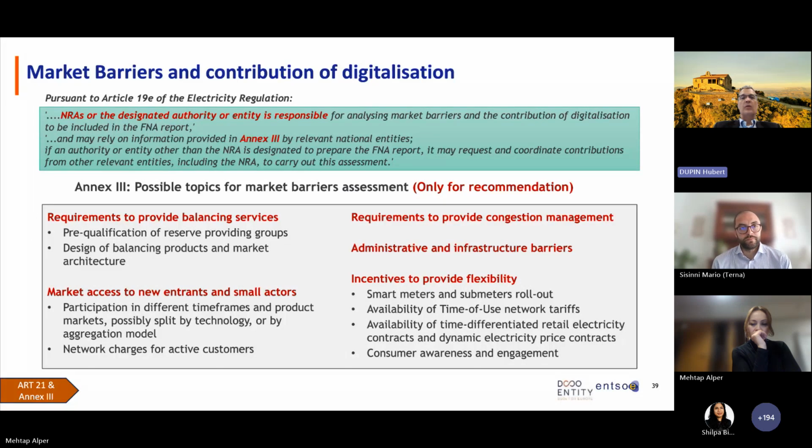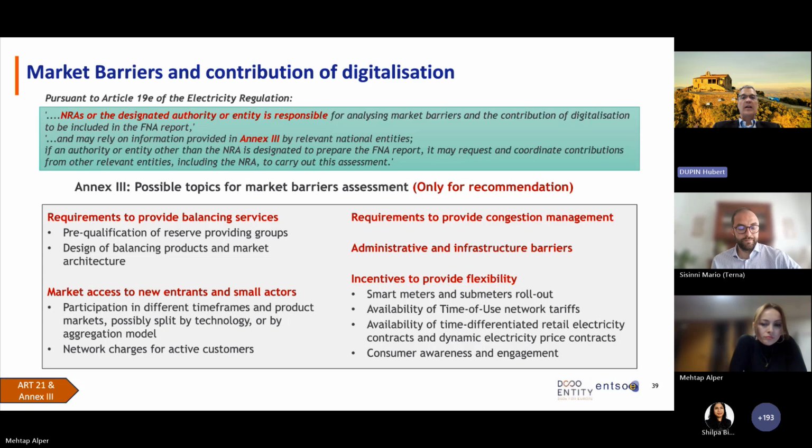So, what kind of requirement to provide balancing services? Likewise, what kind of requirement to provide congestion management? Is it possible for small actors to enter the market? Are aggregation models implemented, for example? What are the network charges for active customers? And what are already the incentives to provide flexibility? So those are the 5 topics that we believe should be useful to provide input into market barriers and contribution of digitalization.